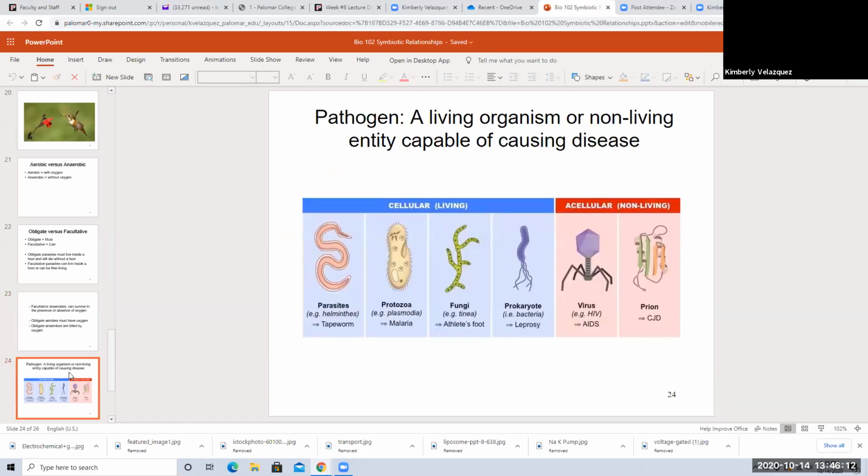Okay, and then what is a pathogen? A pathogen is a living organism or a non-living entity. So viruses and prions are examples of non-living entities, but it's called a pathogen if it's capable of causing disease. So any organism or virus or prion, so these would be the non-living, capable of causing disease is what we call a pathogen.